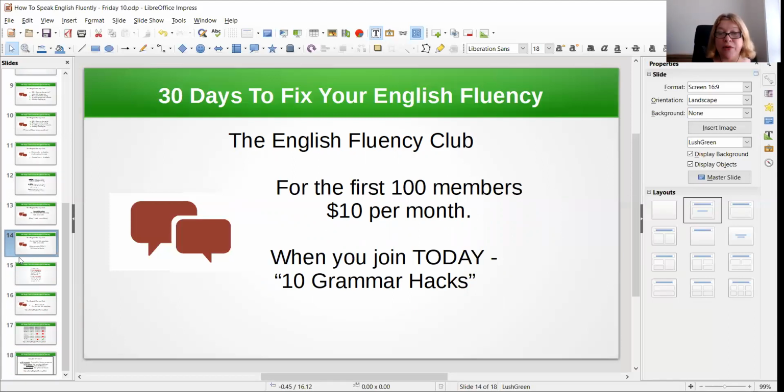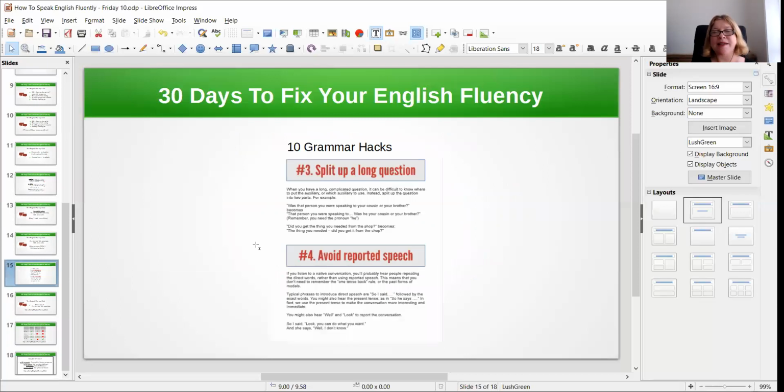So I'll give you an example of a couple of grammar hacks. The first one is how you can split up a long question. Sometimes questions can be long, but I'll show you how you can split them up to make them easier. Another hack, how you can avoid reported speech. Reported speech can be difficult because you have to remember the 1/10 back rule, but I'll show you how you can avoid it so you can speak English without hesitating and you can speak English more fluently.